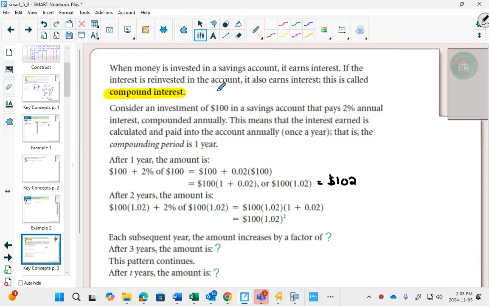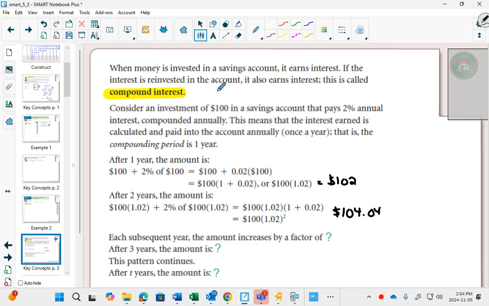squared. If I took 2% of this, this would be another $2, and then I would also get 2% of the $2, which is like 4 cents. Wow. And you would have, after 2 years, $104.04.